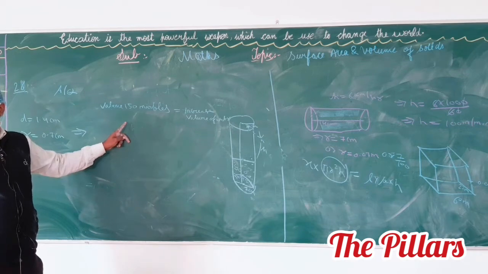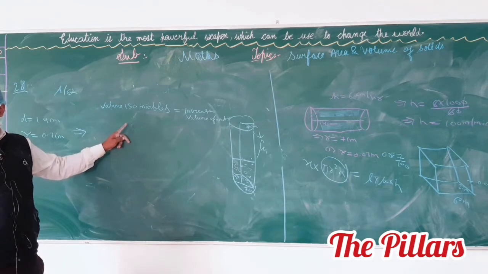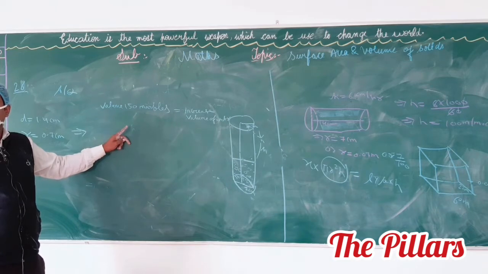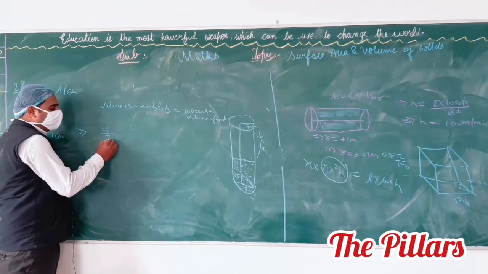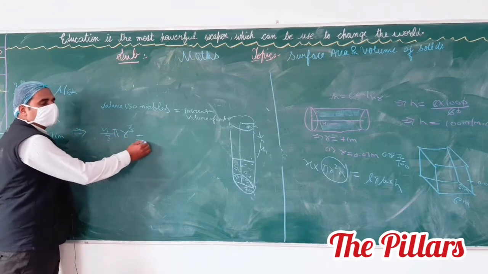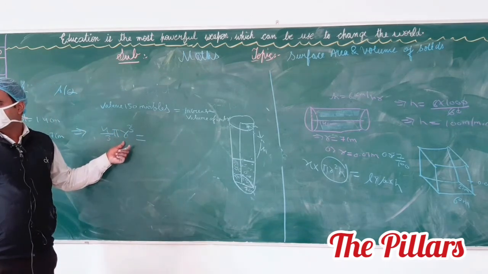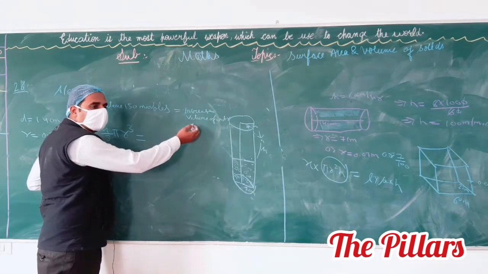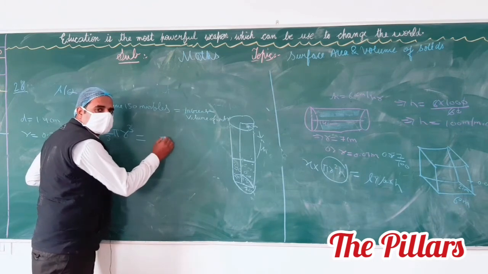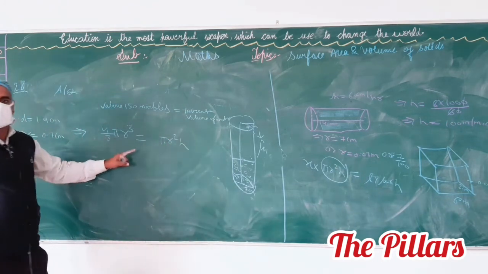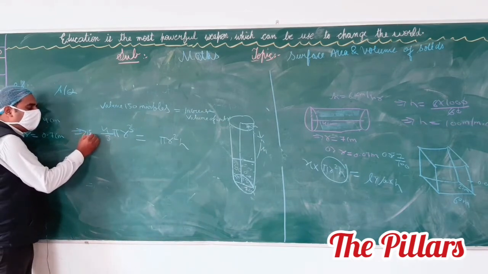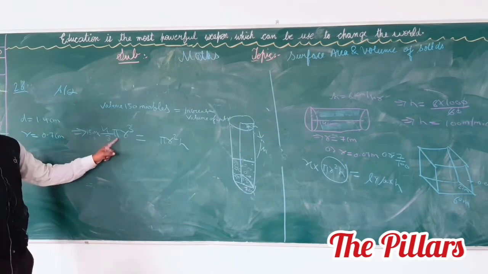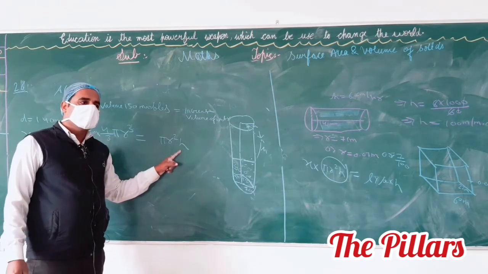How do you calculate it? What is the formula for the volume of a sphere? First you have to stand up. Whenever I ask a question, first stand up. 4 by 3 pi r cube. Where r is? Radius. Okay, sit down. Increased volume of water, and the water is cylindrical, so here you have to multiply 150 into 4 by 3 pi r cube equals pi r square h.